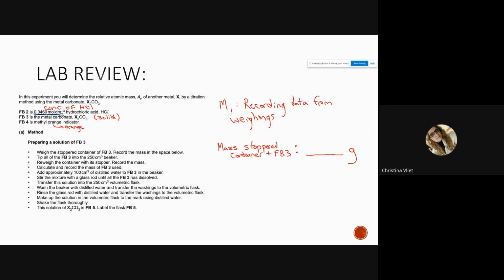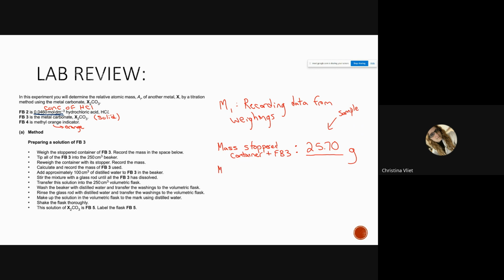So I'm going to give sample data. I had 25.70. You're going to want to write down the sample data. You can write it in the lab because I have everything printed out for you for the whole thing, or you could write it on your own lab paper. It's up to you. Whichever one you want, you have both of them to look at. And then it says tip all of the FB3 into the 250 cm³ beaker and reweigh it. Record the mass. So how would we write that properly?